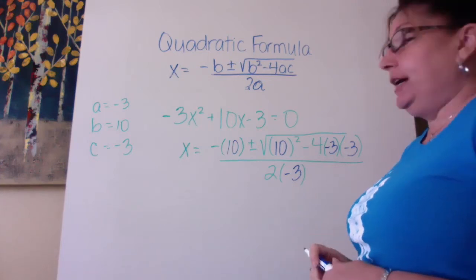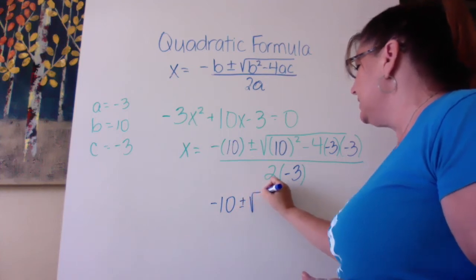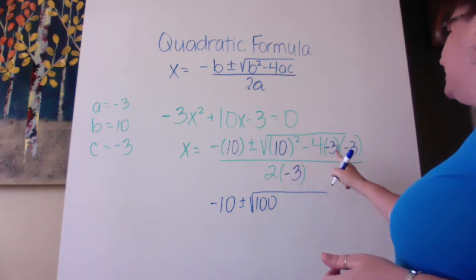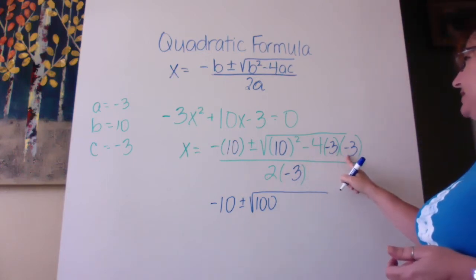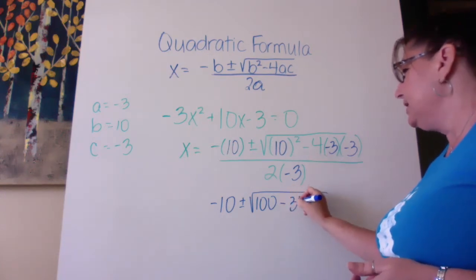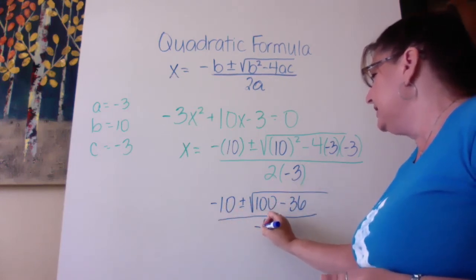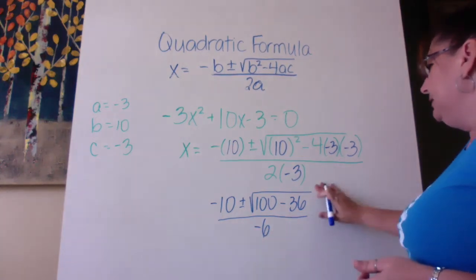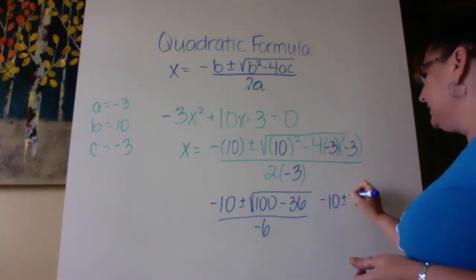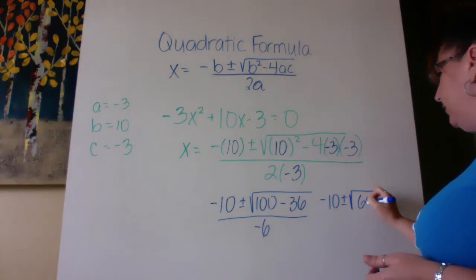So now I just work it out. I get -10 plus or minus 10 squared, which is 100, minus 4, well, I'm going to do this first: -3 times -3 is 9, and 4 times -3, so I get -36, all over 2 times -3, which is -6. So I'm looking at -10 plus or minus the square root of 100 minus 36, which is 64.